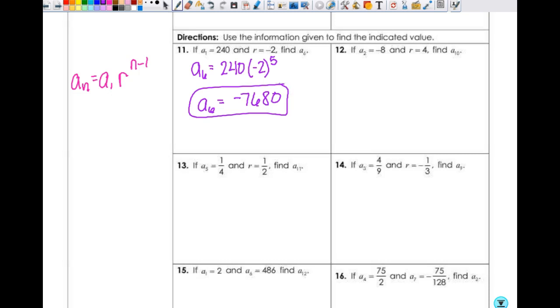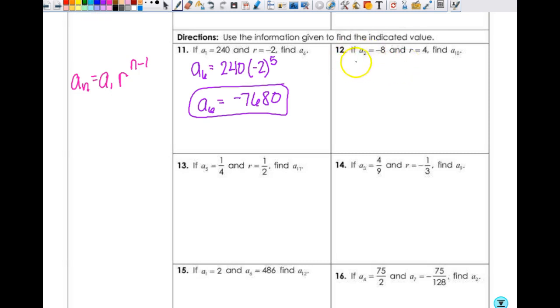Are we good? Easy enough? All right, so now number 12 is a little bit different. Number 12 gives us a sub 2 and r, but we want a sub 10. So before we can get that, we need a sub 1, right? So we've got to find that.